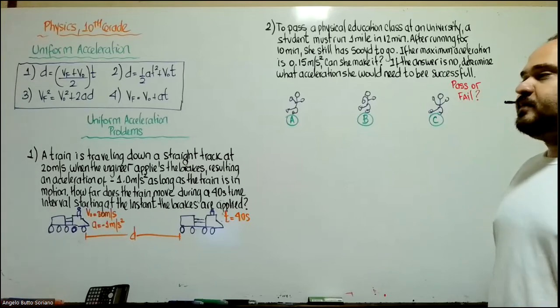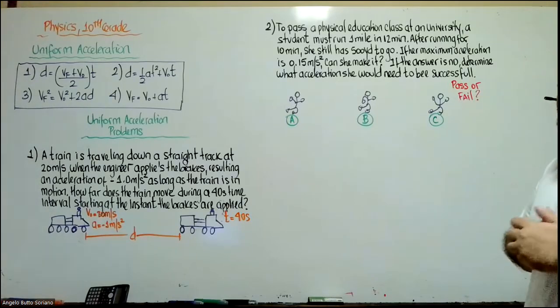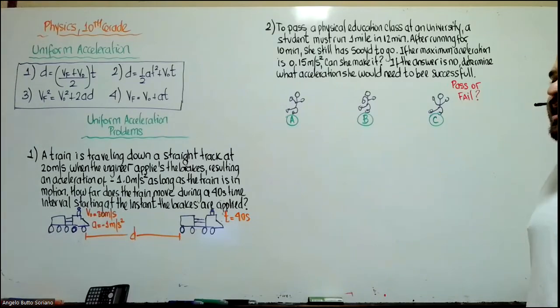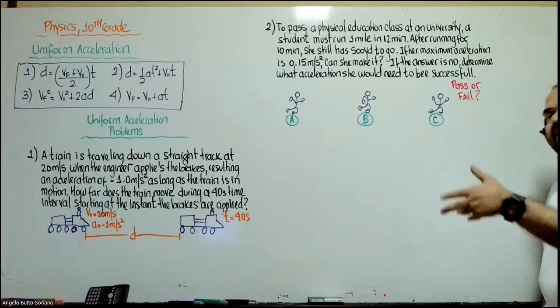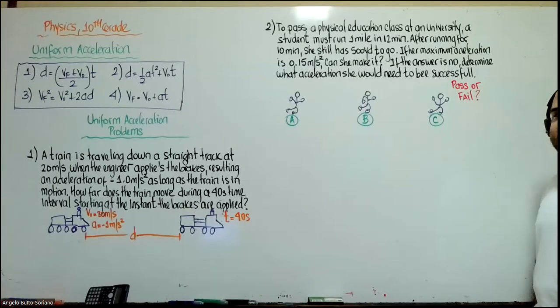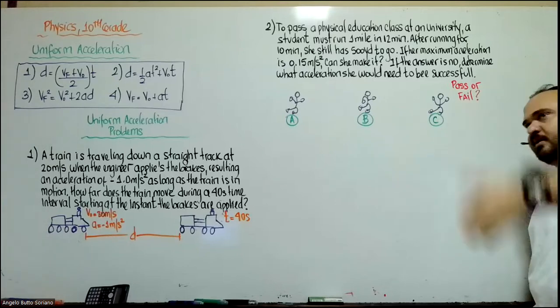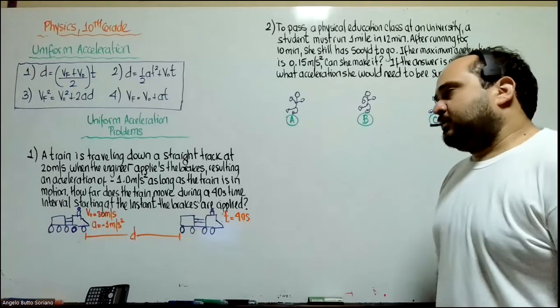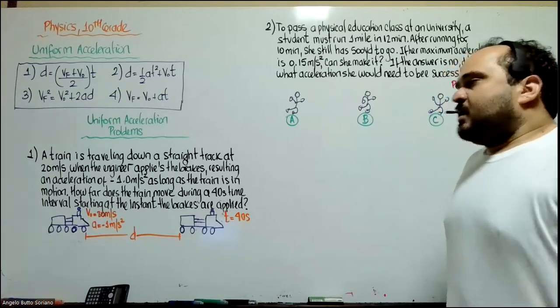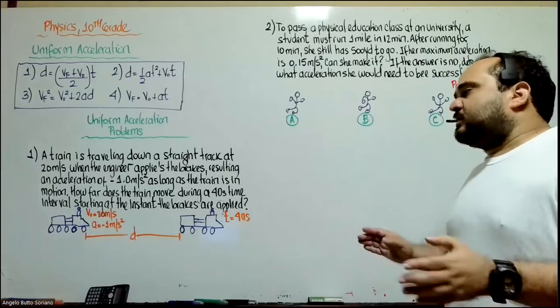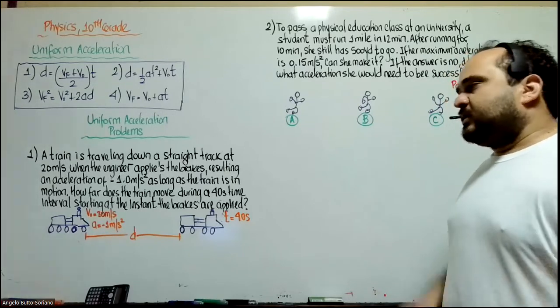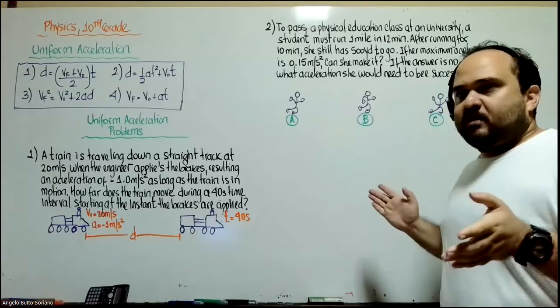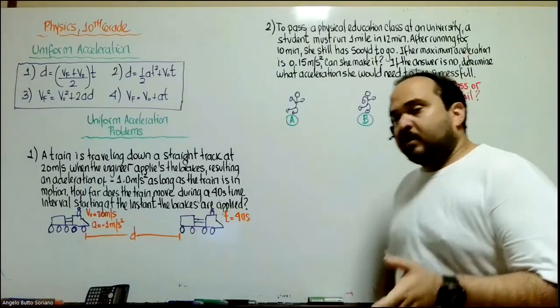In the first example, the problem talks about a train. A train is traveling down a straight track at 20 meters per second when the engineer applies the brakes, resulting in an acceleration of -1 meter per second squared. Why? Because they're applying the brakes and obviously the velocity will be decreasing. That's why the acceleration is negative, as long as the train is in motion. The question is: how far does the train move during a 40 second time interval, starting at the instant the brakes are applied?